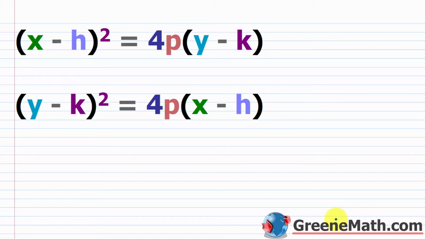So let's just go through this real quick. We know when x is involved in the squaring operation, it's a vertical parabola. We know when y is involved in the squaring operation, it's a horizontal parabola. So this is (x minus h) squared equals 4p times (y minus k). And you have (y minus k) squared equals 4p times (x minus h). So these are the two equations we're going to use.